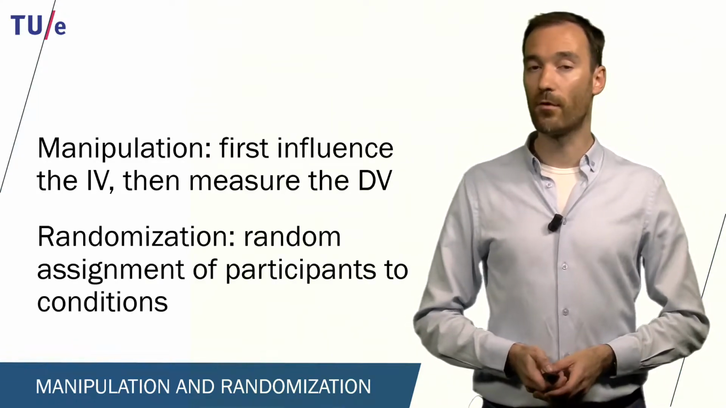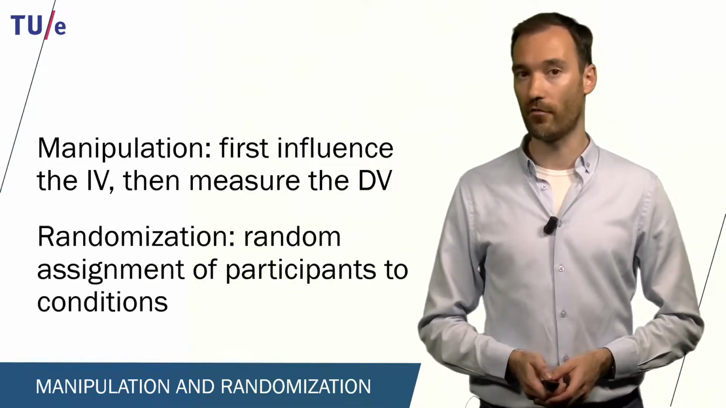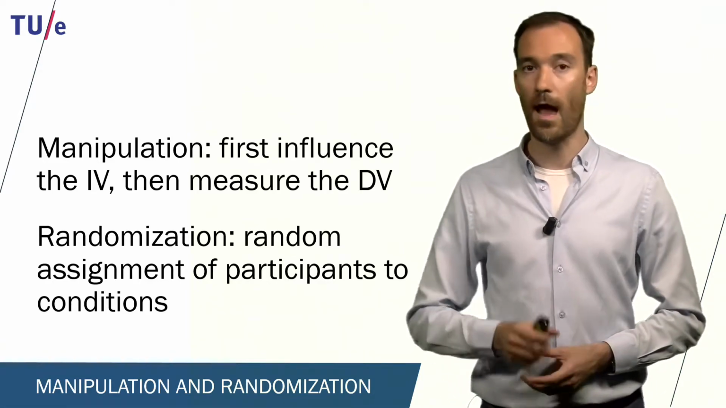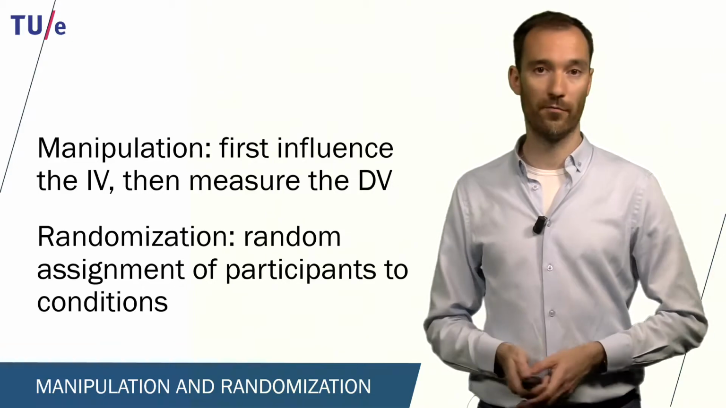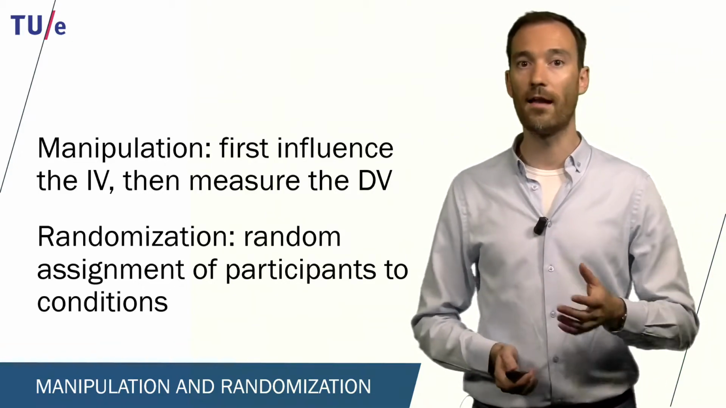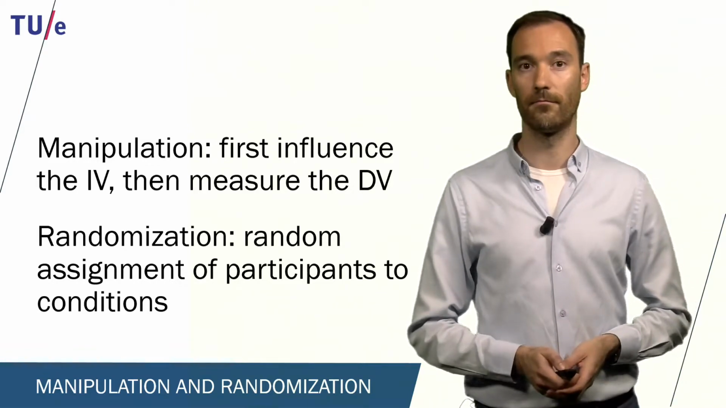Randomization means that we are able to randomly assign participants to different conditions or to different levels of our vector. And we will see that this is not always possible. So let me guide you through different types of research and the criteria that they meet.